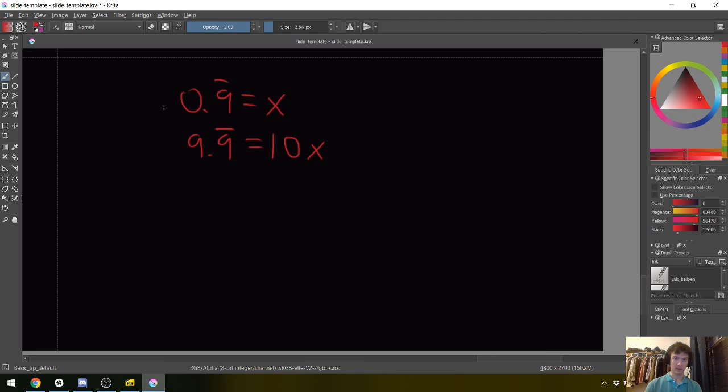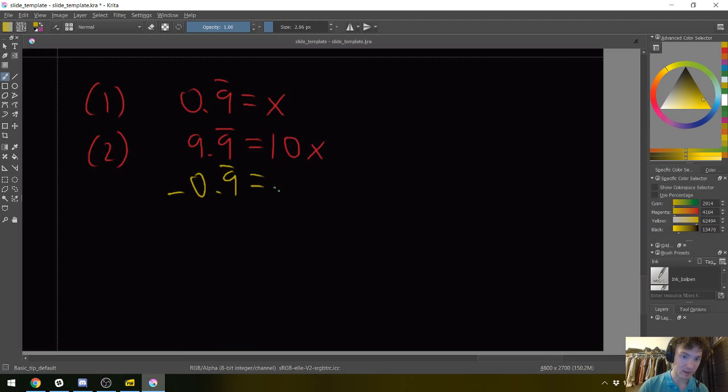Okay. Now I'm going to subtract the first equation, call this equation 1, call this equation 2. Now I'm going to subtract equation 1 from equation 2. So I'm going to put a minus sign to help us remember. So I see where this is going and I love it. Good. So minus 0.9 repeating and minus x.